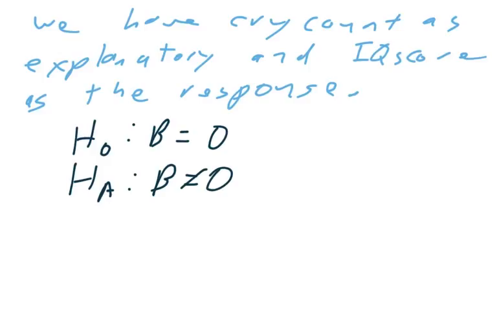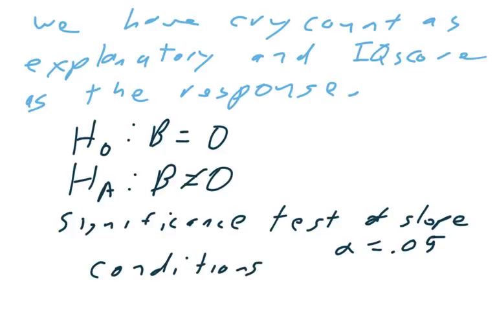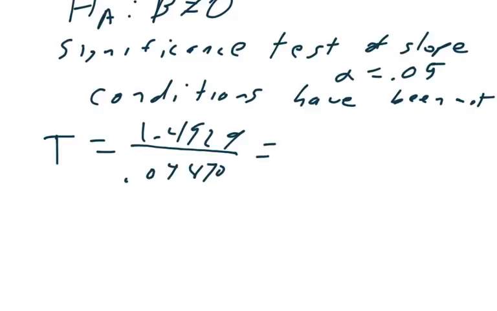And we are once again doing a significance test of slope. Alpha equals 0.05. This time, even in the directions, it says conditions have been met. So t is equal to 1.4929 divided by 0.04870, which equals 3.07.